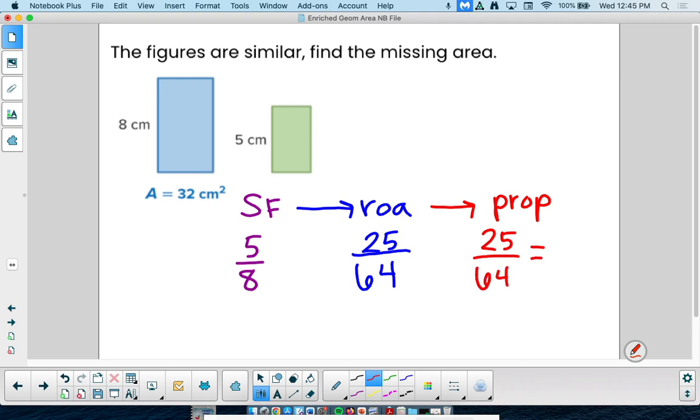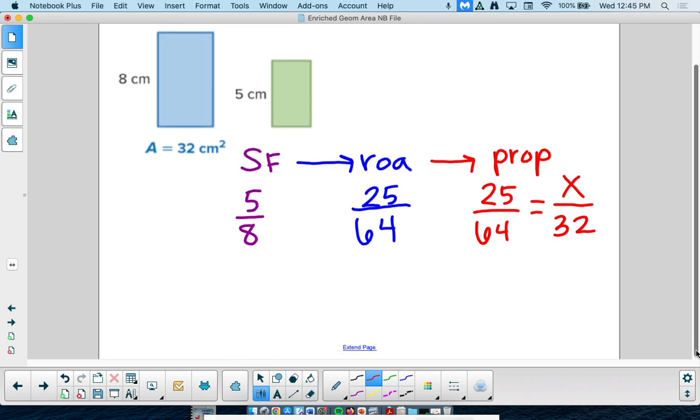Okay, we know the area of the blue one's 32. Where does 32 go on our proportion? Bottom, right? So it's the bigger figure. 32 on the bottom, x on top. Okay, let's see here. That's what I got. Anyone else agree with us?